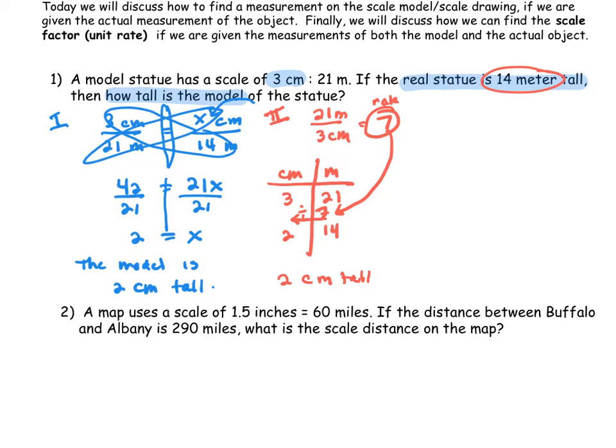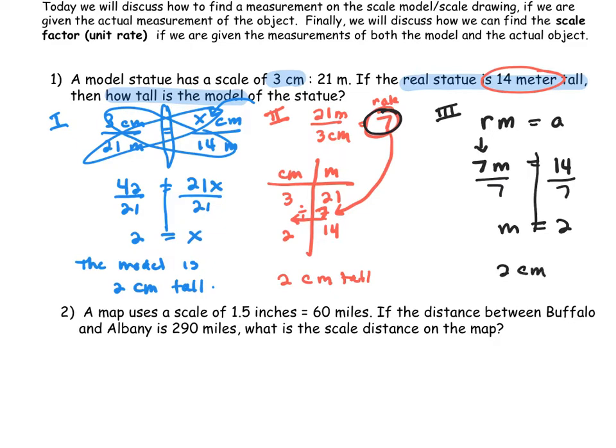So now let's look at our third method. The third method uses an equation, and that equation is the rate times the model equals the actual. And we've already figured out the rate from the previous method. So the rate is 7, the model we don't know, and the actual object they told us is 14. So we're going to divide by 7 and divide by 7. So our model is 2 centimeters tall. And you're going to notice on every single one of these, we had to divide in order to find the model. So let's try one more practice problem.